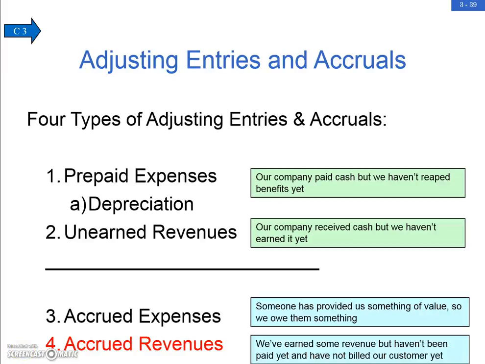All right, this is the last part, part 5 for chapter 3. So let's get right to it. Number 4, the fourth thing that we're going to be looking at is accrued revenues, okay?